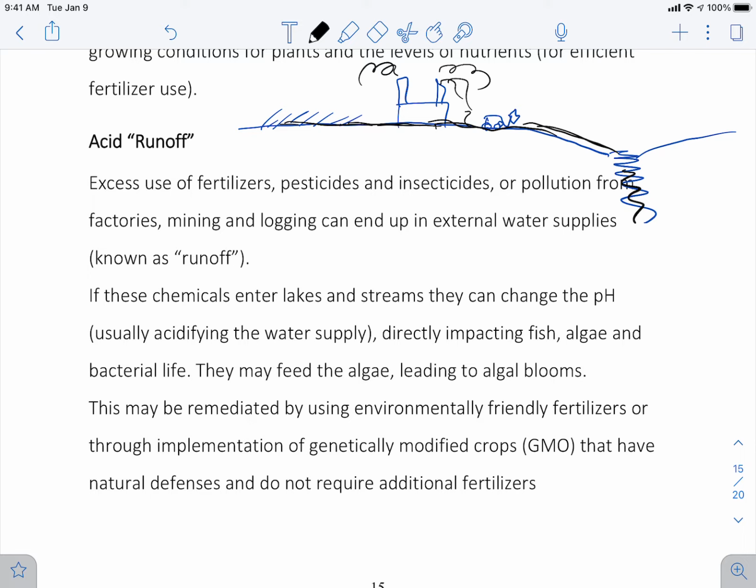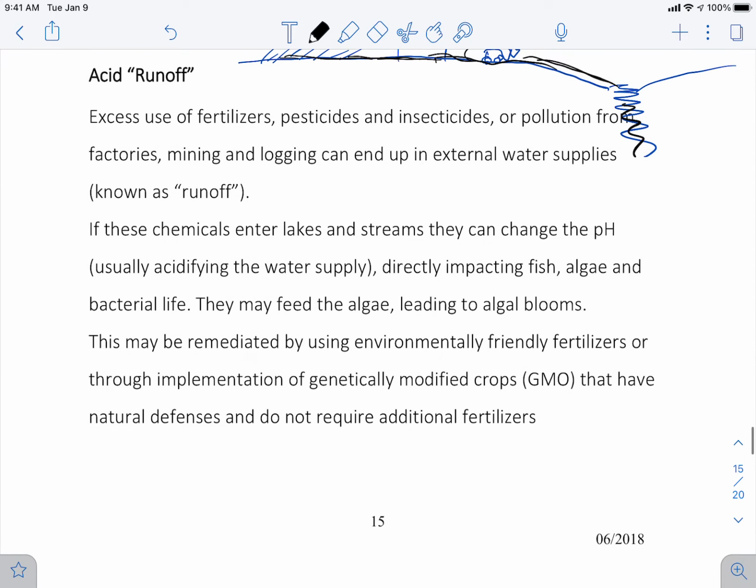And that water supply can then carry it for far distances, so that places that are downstream of a mine or downstream of an industrial farm or downstream from a factory can end up having their water supplies poisoned. If these chemicals enter lakes and streams, they can change the pH as well, usually acidifying the water, and that directly impacts fish, algae, and bacterial life. They may feed the algae, which can lead to an algal bloom.